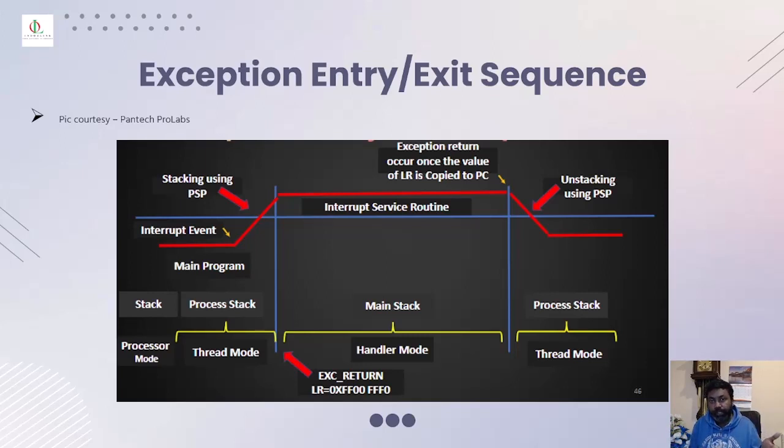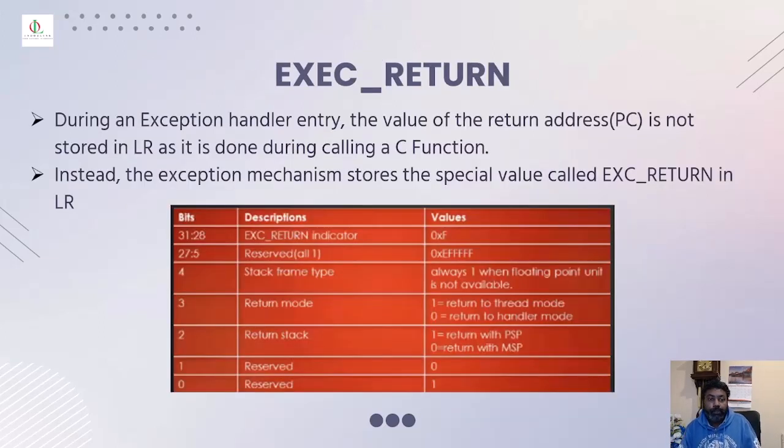Stacking is push instructions, unstacking is pop instructions. In exception return, during an exception handler entry, the value of the return address PC is not stored in LR, as is done when calling a C function. Instead, the exception mechanism stores the value of exc_return in the link register. In the return stack, if it is 1, it will return to the process stack pointer. If it is 0, it will return to the main stack pointer. In the return mode, if it is 1, it will return to thread mode. If it is 0, it will go back to handler mode.